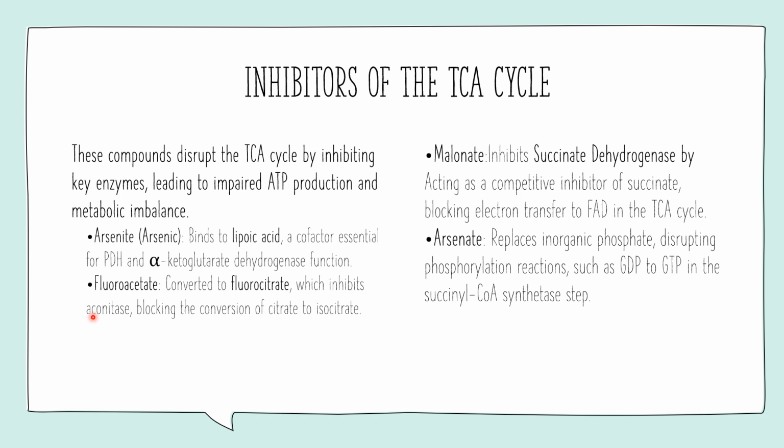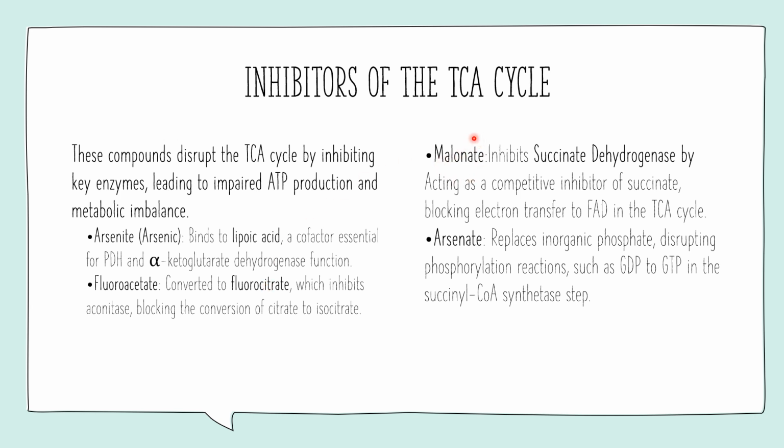Fluorocitrate, when it binds to aconitase, forms a permanent bond, which does not usually happen between the enzyme and the substrate, and so it completely blocks the aconitase enzyme. The only time this reaction will occur again is when the cell synthesizes new molecules of aconitase. So high levels of fluorocitrate can completely inhibit the TCA cycle.